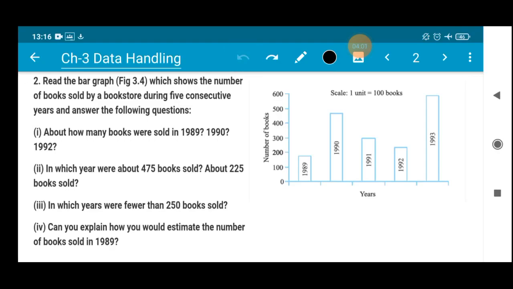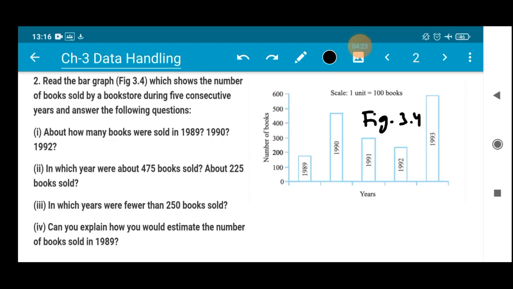Read the bar graph, figure 3.4. This figure shows the number of books sold by a bookstore during 5 consecutive years: first year, second year, third year, fourth year and fifth year. For 5 years the number of books has been shown to us using the bar graph.